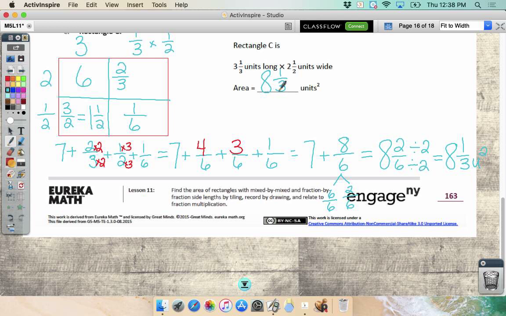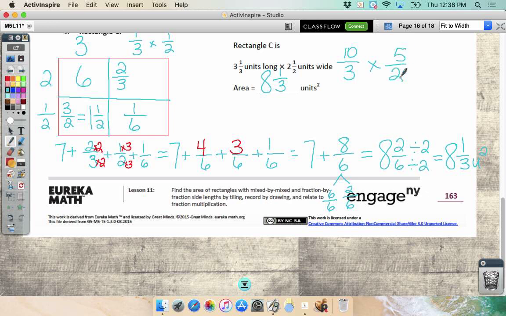Wonder if the other way is going to be any easier. You think so? Okay. So tell me what to do here. I got to change 3 1/3 to an improper fraction. So 3 times 3 plus 1. 10. So 10/3 times 2 times 2 plus 1.